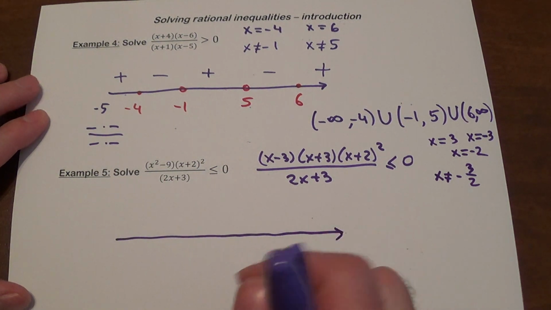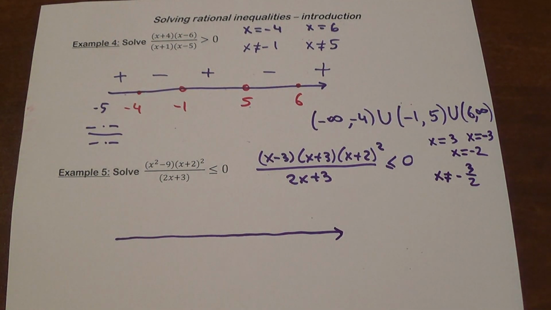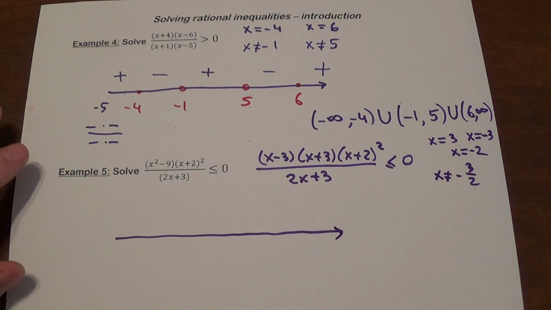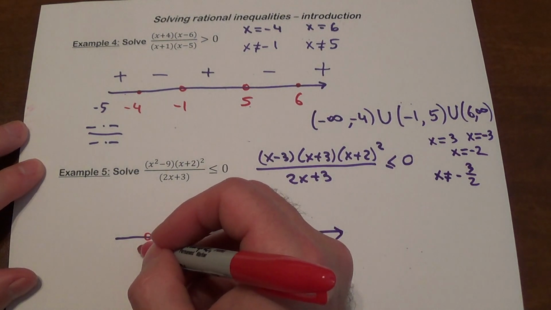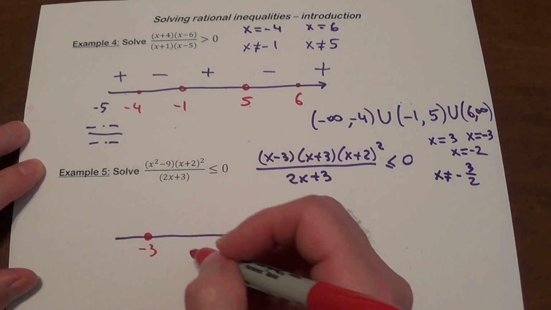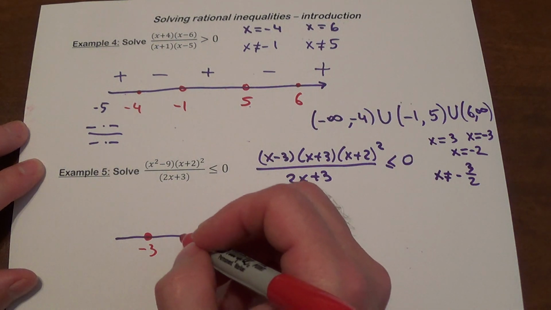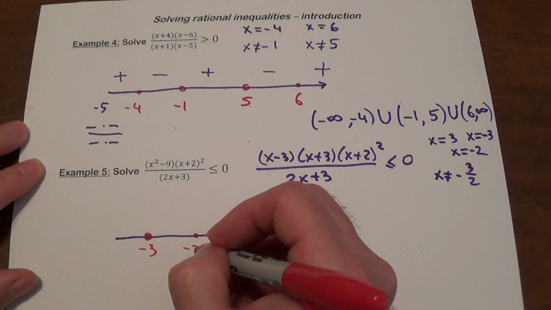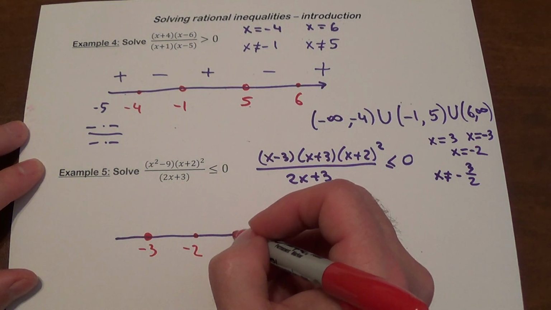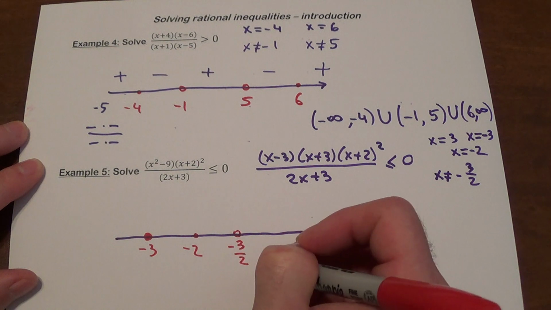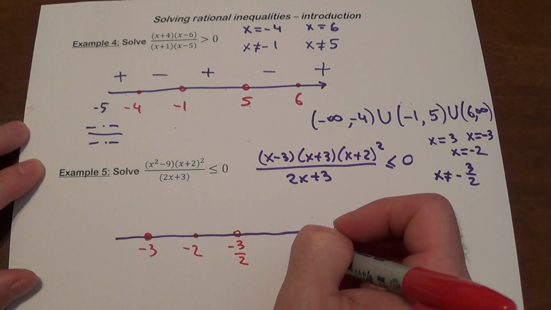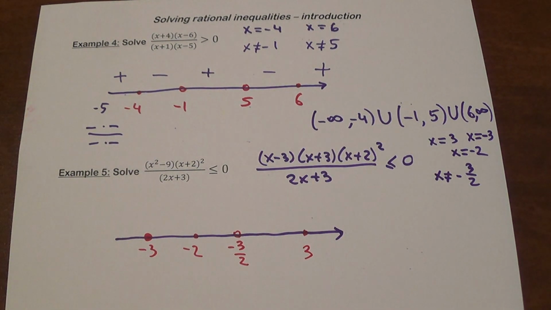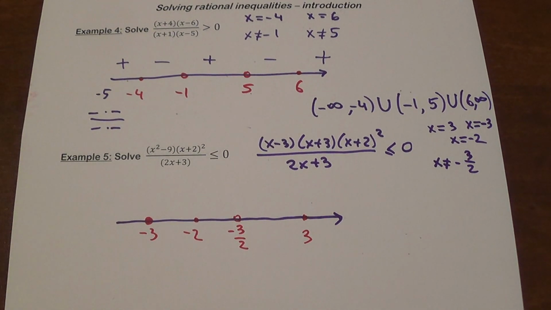Alright, our number line, plot all the points. Now we need to remember negative 3 halves is going to be open. So starting on the far left we have negative 3, which is closed, then we're going to have negative 2, which is also closed, then negative 3 halves, which is going to be open, it's our excluded value, and finally 3. Okay, so let's see how it's going to work here with the signs, because it's a little different here.